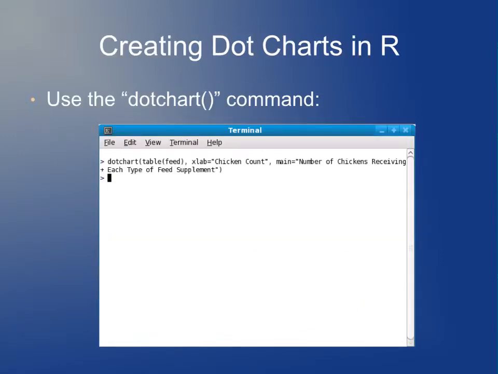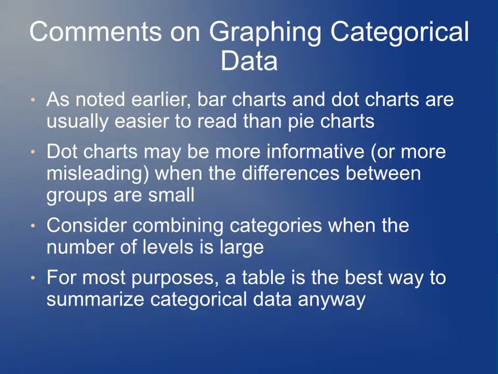To create a dot chart in R, the command is called dotchart. Once again, dotchart(table(feed)). You can give the x-axis label and the label for the heading using the xlab and main parameters once again. And as I said before, generally speaking, it's preferable to use bar charts or dot charts than pie charts. To me, pie charts are just eye candy, but they generally don't do a good job of summarizing data.